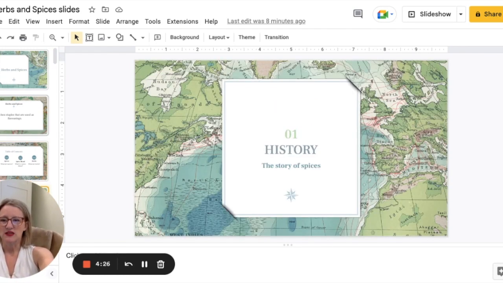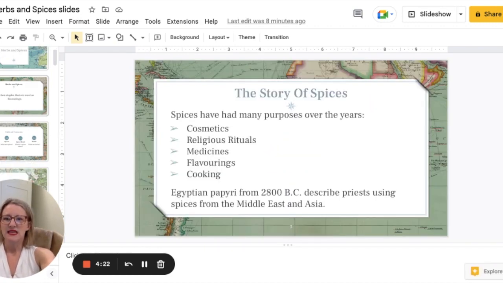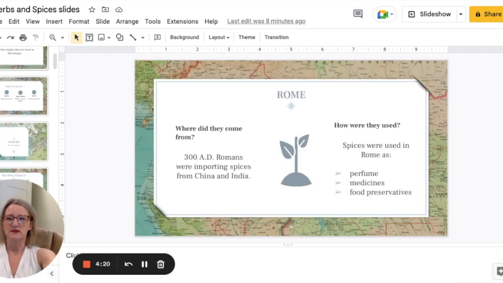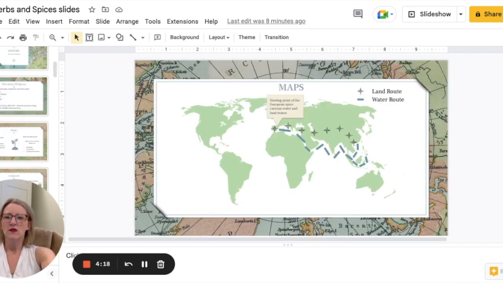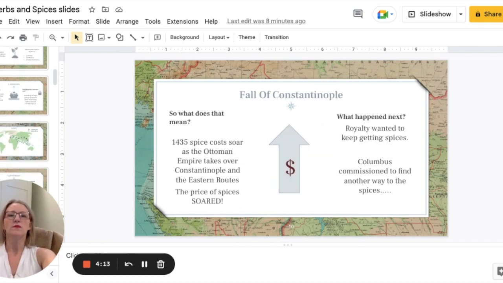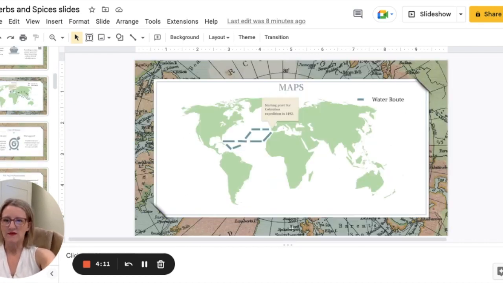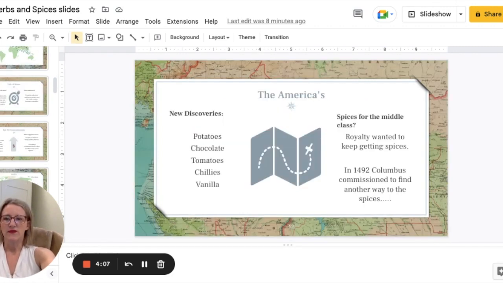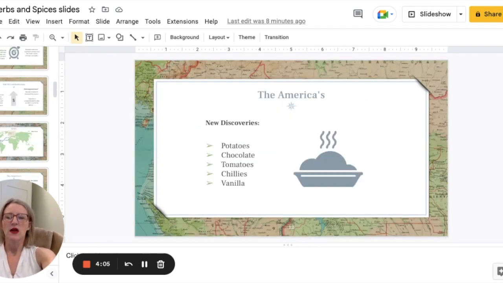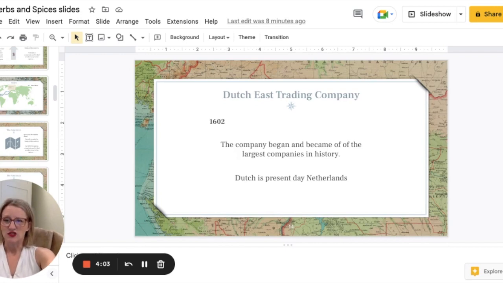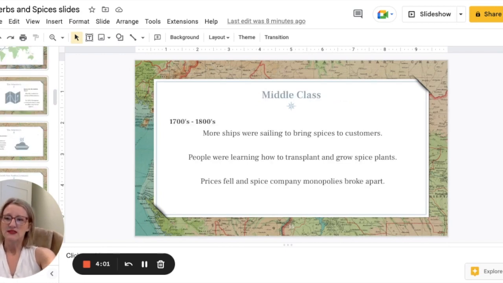This is what each of the section pages looks like. This is the story of spices. So we start with Rome, caravans, there's a map of land and water routes, the fall of Rome, the fall of Constantinople, how that affects trade, the discoveries in the Americas and the foods that are discovered there, then the Dutch East Trading Company, the rise of the middle class, and how that affects spice and herb trading.